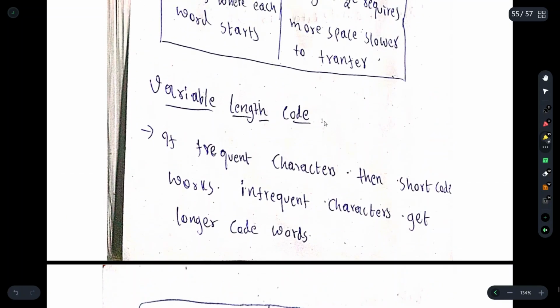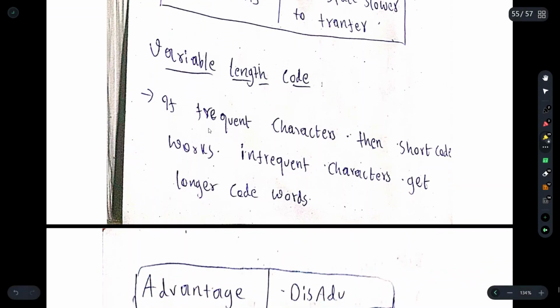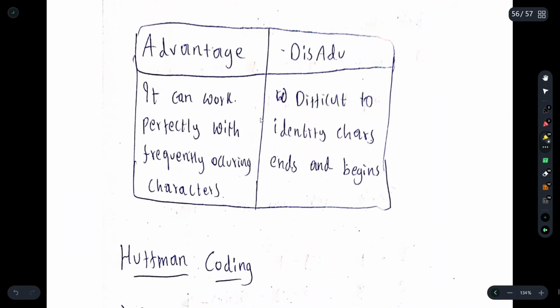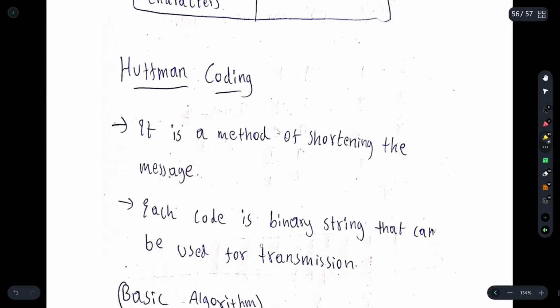Whereas variable length code is another concept. We can change the ASCII values according to the frequency of occurrences in that particular string. In the name of Madhav, A is occurring 2 times, so I will put some small ASCII value for that A. Because A is repeating 2 times, we can use this concept. So variable length code is nothing but giving a short code to frequently occurring characters. The advantage is that it works perfectly with frequently occurring characters. The disadvantage is the difficulty of identifying where characters end and where they begin.